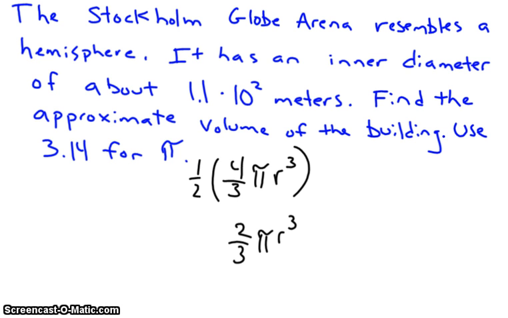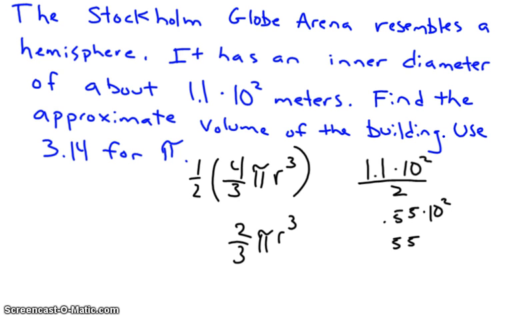And now we use the numbers we know. It says the diameter is 1.1 times 10 squared. If that is the diameter, I need the radius. So to go from diameter to radius, I cut it in half. So that would be 0.55 times 10 squared. Well, that's not going to work very well, so let's go ahead and move over our 2 decimal points, and I see that is 55. So I have 2 thirds times 3.14 times 55. The way that I'll usually ask you to do it is just keep it in pi.